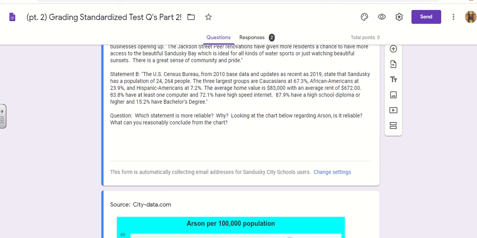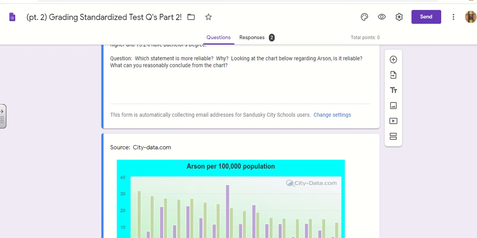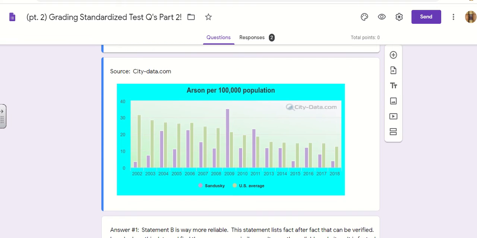Now, looking at the chart below regarding arson. Arson is a fire that you set on purpose. This has stats about Sandusky compared to the rest of the country. Is it reliable? Well, they're just giving data. So yes, it is reliable. They're giving you data about how many arsons occur in Sandusky versus the U.S. average. And except for 2 years, way more arsons occur in the country than occur in Sandusky. So Sandusky doesn't have a particular problem with people setting intentional fires.